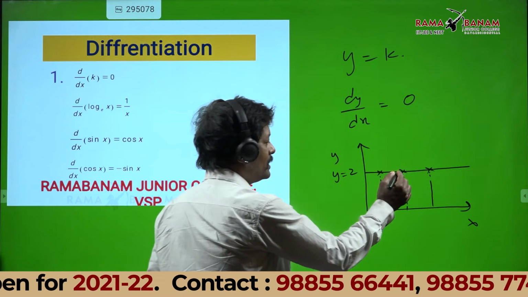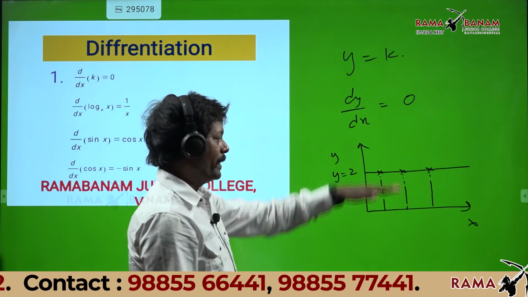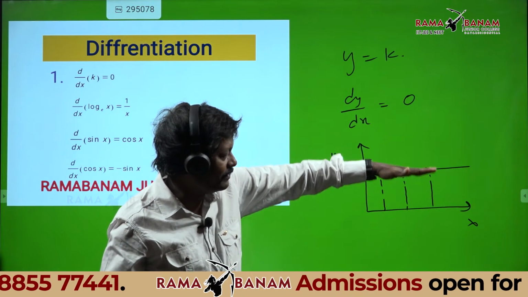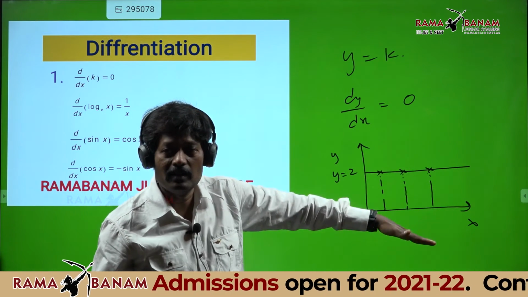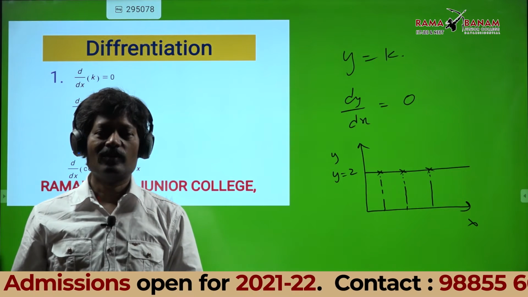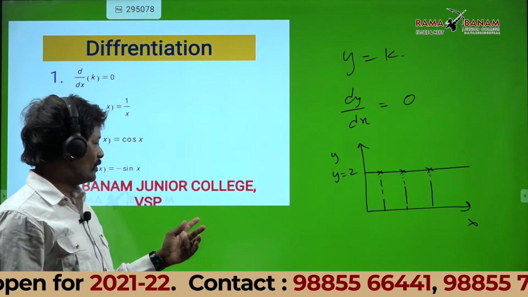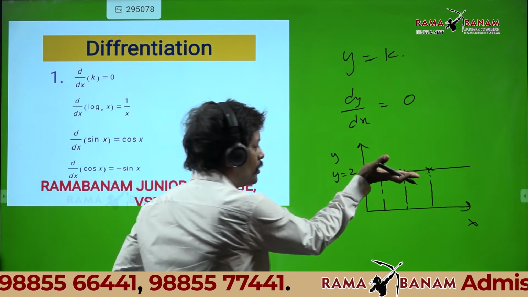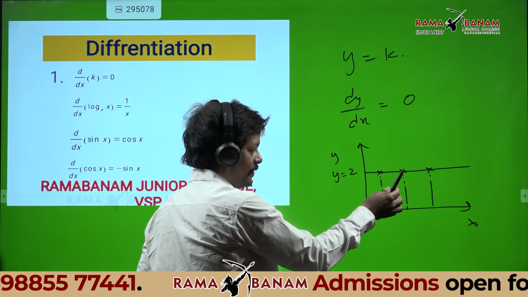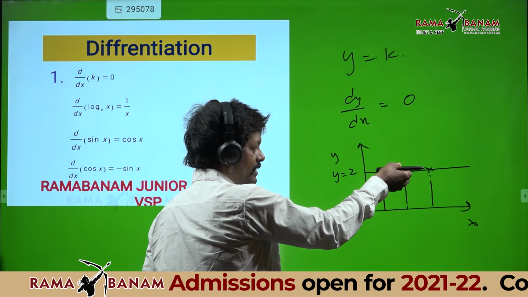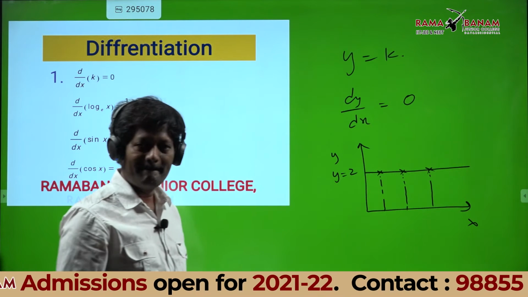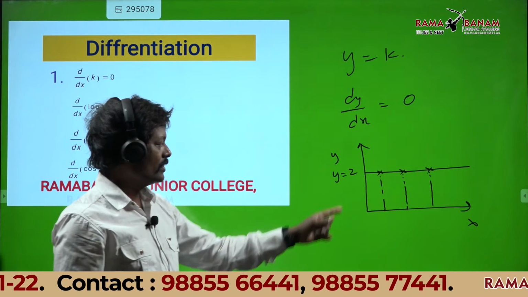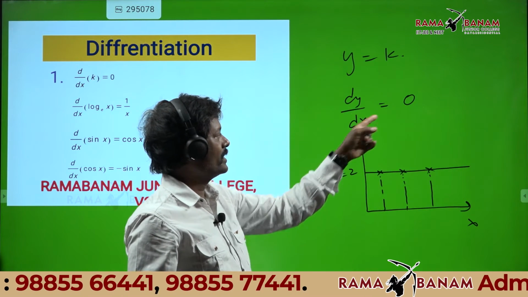What is the angle made by this line with the x axis? Both are parallel, so 0 degree. So tan 0 is 0. That means this line is not making an angle with the x axis. If it is like this, it is making an angle. If it is like this, it is not making an angle. So theta is 0, tan 0 is 0. What is the slope? 0. So dy by dx is 0.